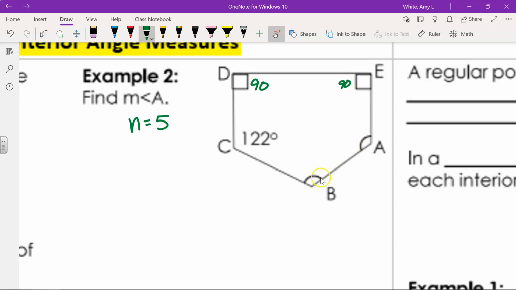And then I see that A and B both have arcs on them. That means they're congruent to each other. Just like when we were doing angles earlier in the year, when they have those arcs, that's telling us they're congruent, so I can label them both with the same variable.